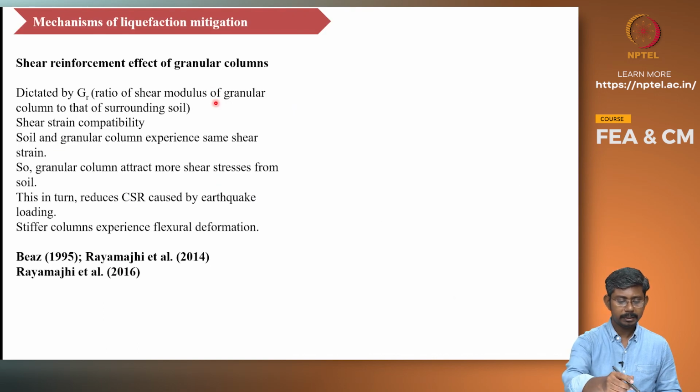Focusing on the shear reinforcement effect, it is dictated by the shear modulus ratio, and the assumption is shear strain compatibility, which means that the soil and granular column experience the same shear strain. So the granular column attracts more stresses when compared to the soil. This in turn reduces the cyclic stress ratio, which is the cyclic shear stresses that are induced in soil due to earthquake loading. And if the column is very stiff, then it might experience flexural deformation as opposed to the expected shear deformation. Such cases are also reported by several researchers.